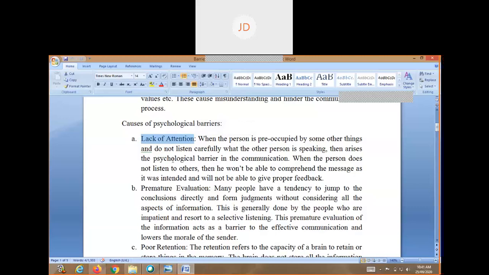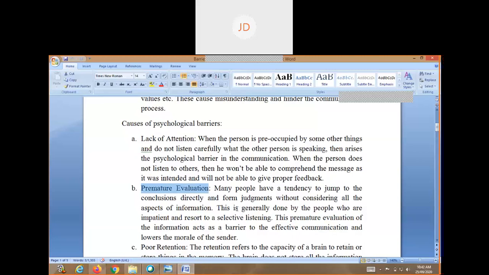Next is premature evaluation. This is another cause of psychological barrier. It is related to conclusions and judgments. Okay, when you jump to a conclusion without listening to the whole speech, without listening to the other person, then it might cause psychological barrier. All right, so we should first of all try to listen to what the other person is trying to say, and we should always listen till the end. We should not jump into any conclusions before the speech is completed.